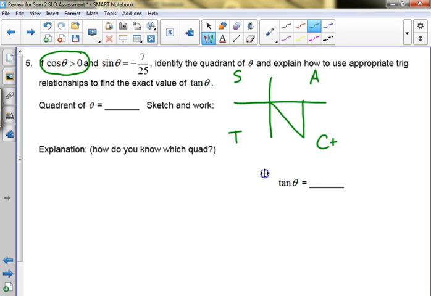How am I going to label that triangle? Opposite is -7. Hypotenuse is 25. Okay? It says quadrant of the angle. Please tell me you know your quadrants. That is quadrant 4. How do you know which quadrant? And it is an explain question. If you don't write some kind of an explanation, you lose points, okay?